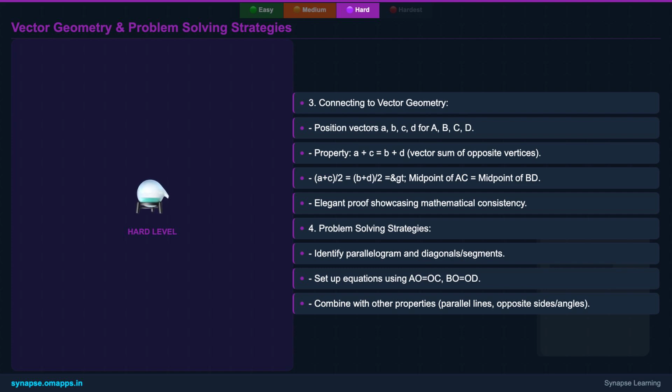This confirms that the diagonals intersect at their common midpoint, thus bisecting each other. Furthermore, this property has a beautiful connection to vector geometry. If you represent the vertices as position vectors, the midpoint of a vector sum is simply the average of the two vectors. By showing that the average of A and C is equal to the average of B and D, we again prove the bisection. It's a testament to the consistency of mathematical principles across different branches.